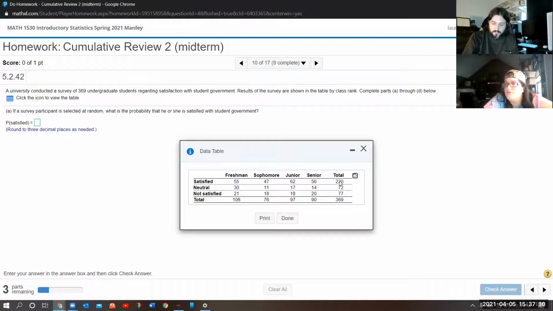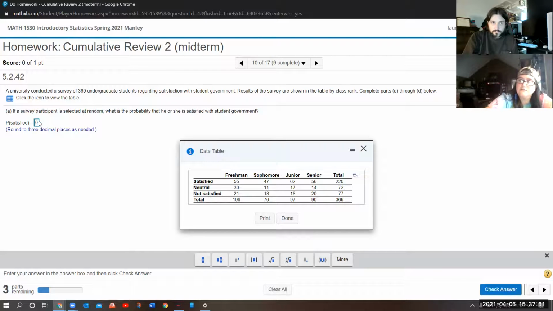So would you do 220 divided by 369? Yeah, 220 divided by 369. And then 3 decimals, so that will make it 0.596. Mm-hmm. It didn't take my 5, I guess I didn't push it down far enough.